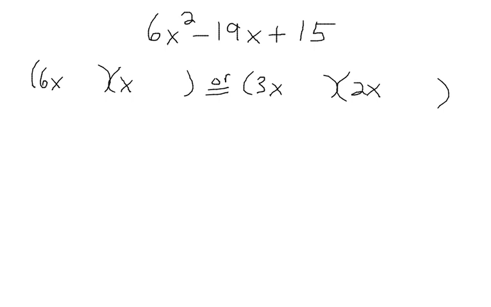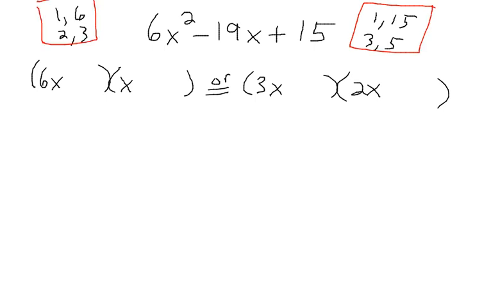When that happens and you have more than one option, I usually like to write my choices for my F on the left, and then I write my choices for the 15, which represents my L, on the right. Okay, now, these are my choices for L, these are my choices for the coefficient on my x for my F. I need to test the O and the I and see which combination is going to give me a negative 19x right here.